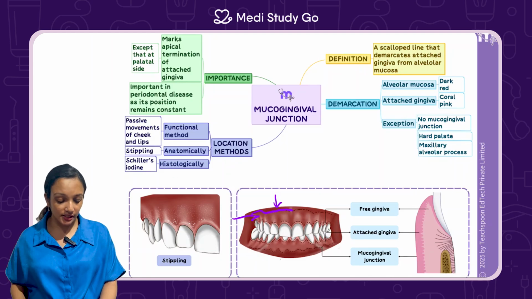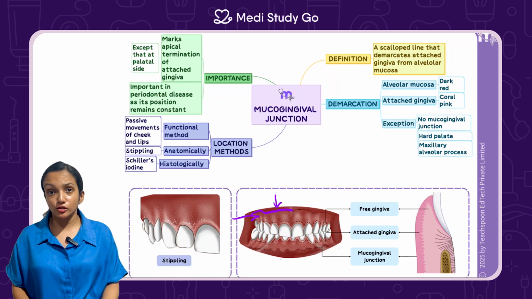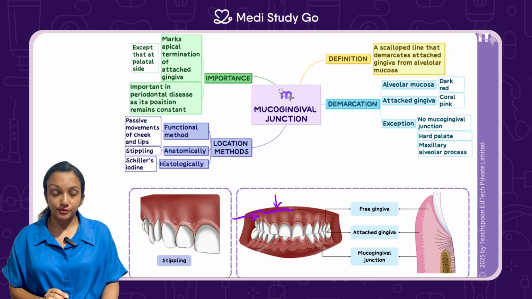Then histologically, using Schiller's iodine solution, Schiller's or Lugol solution. Basically, how this works is because of the glycogen content in the alveolar mucosa, the alveolar mucosa gets stained brown in color on application of this solution, whereas the attached gingiva remains unstained. So you are clearly able to demarcate the two structures and the distinction between them. So this is about the location methods.